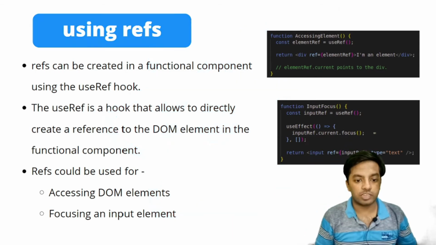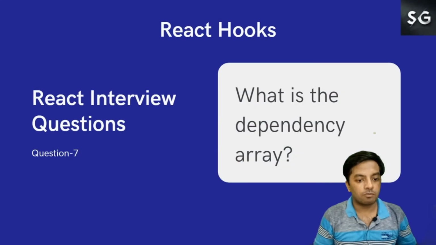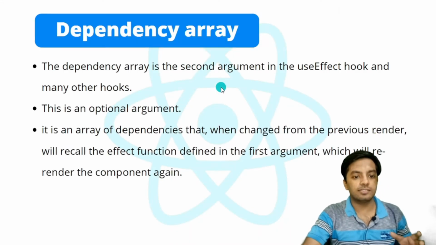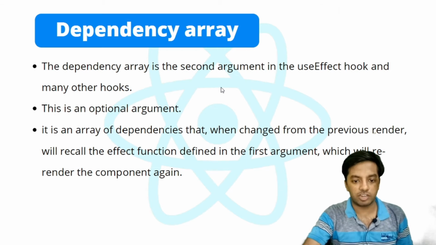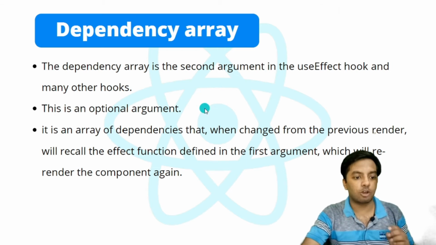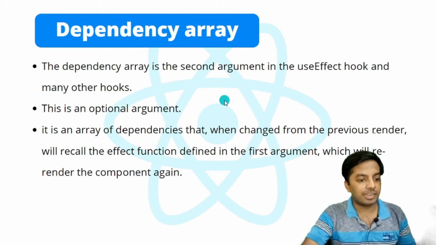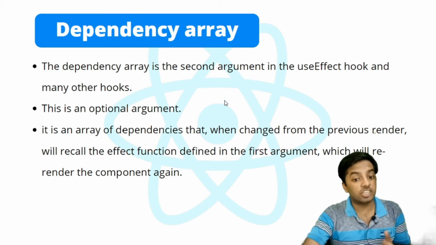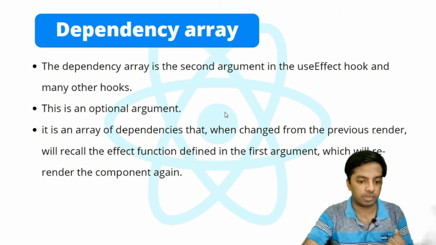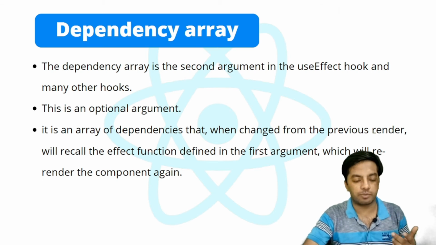Okay. So the next question is, what is the dependency array? What is a dependency array? Dependency array is the second argument that is passed in the useEffect hook and many other hooks. We have seen that the dependency array is passed. It is an optional argument. Okay. It is an array of dependencies that, when changed from the previous render, will recall the effect function defined in the first argument, which will re-render the component again.